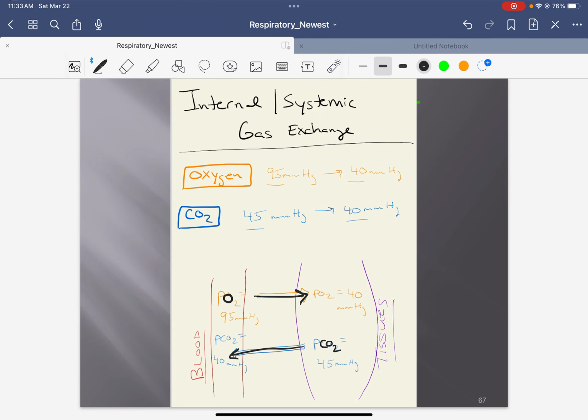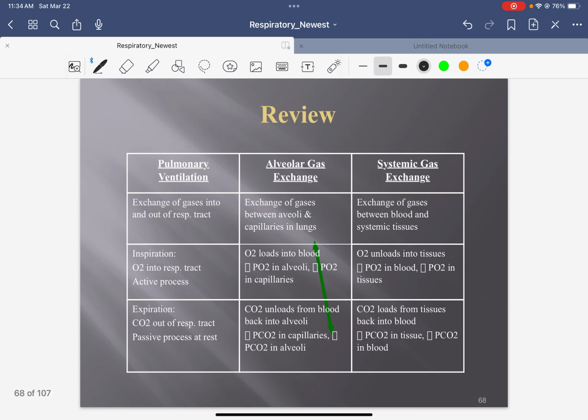Now, same thing. Which has a higher pressure gradient? Oxygen. How does CO2 keep up? It's more soluble. You don't need to know those numbers. It was just making a point.